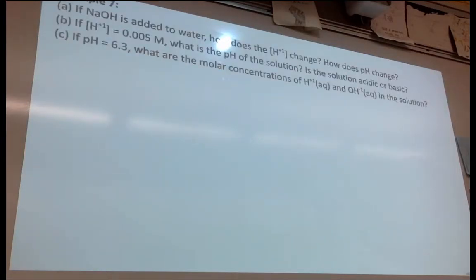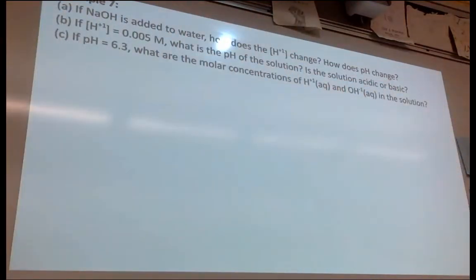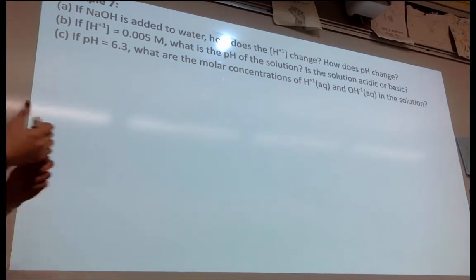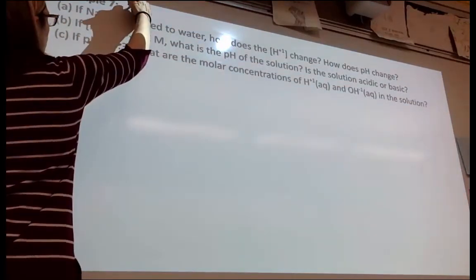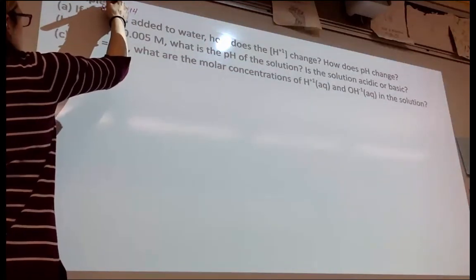So example 7. Now we're going to get into calculating pH. Example 7 is like number 14 of mastering. This says if NaOH is added to water, how does the H plus concentration change, and how does the pH change? So if NaOH is added to water, how does H plus change and how does pH change? NaOH is a strong base.